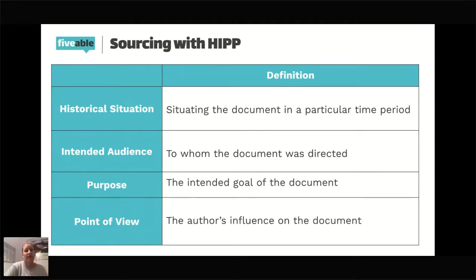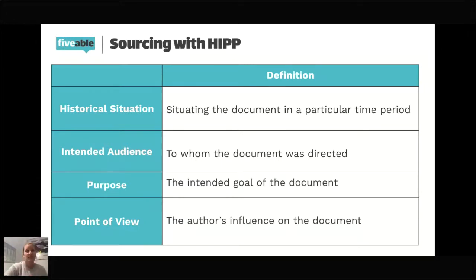So if it's explaining a trend or something that's going on in that time period that you want to analyze, you can use historical situation to do that. Intended audience is who the document was intended to be directed towards. So if this is a speech, who is it to? If it's a letter going to one specific person, who is that audience? Why is it written in that style to them?